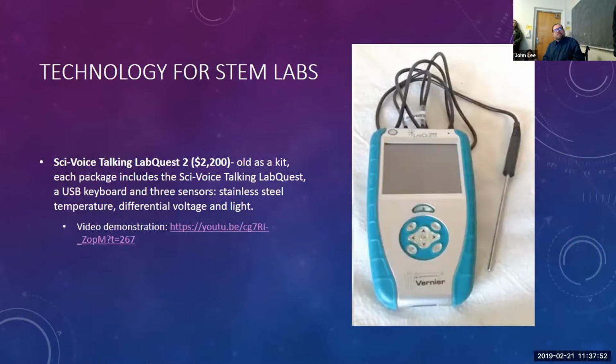And then this last one I'm going to talk about before I turn over to Logan is a unique device. It's called the SciVoice Talking LabQuest 2. Each package includes the SciVoice Talking LabQuest device, which you see there, a USB keyboard and 3 sensors: a stainless steel temperature sensor, differential voltage, and light. I'm just going to show a quick 1-minute example of this, so you can see it in action. It has speech output.